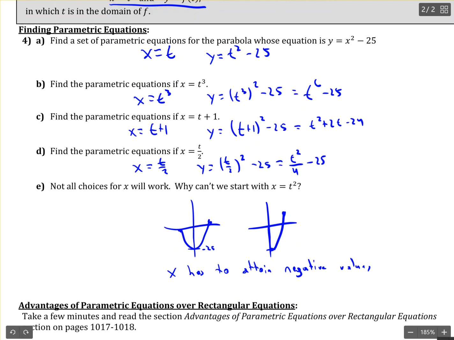All right, so take a few minutes to read the section Advantages of Parametric Equations over Rectangular Equations on pages 1017 and 1018. And as usual, if you have any questions, let me know.